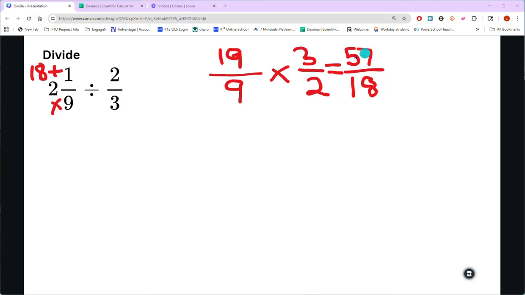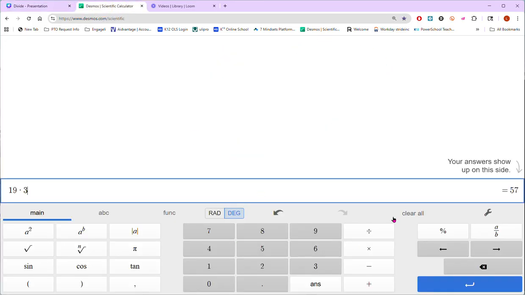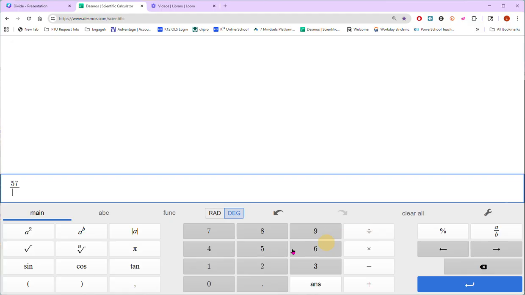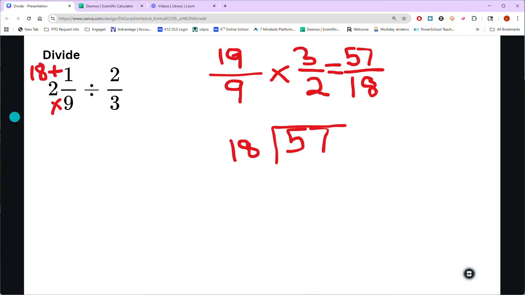So right now, this is an improper fraction. I need to make it back into a mixed number by using long division. So 57 divided by 18. We know that because our fraction bar is also a division bar. So just to make it easy, I'm going to do 57 divided by 18. And I get 3 in a decimal and then a bunch of numbers. I'm going to ignore the decimal and everything that's after it and just use the 3.